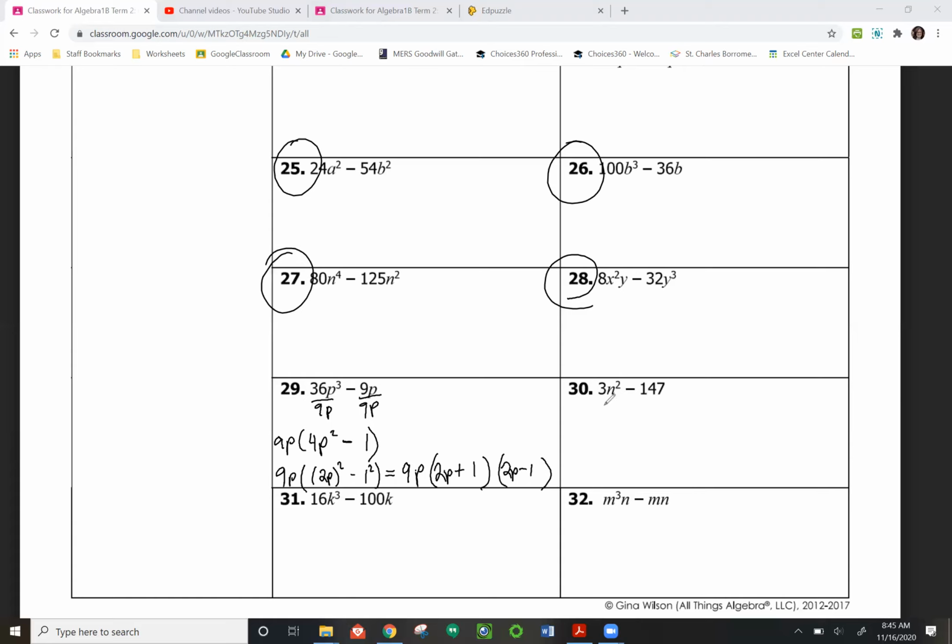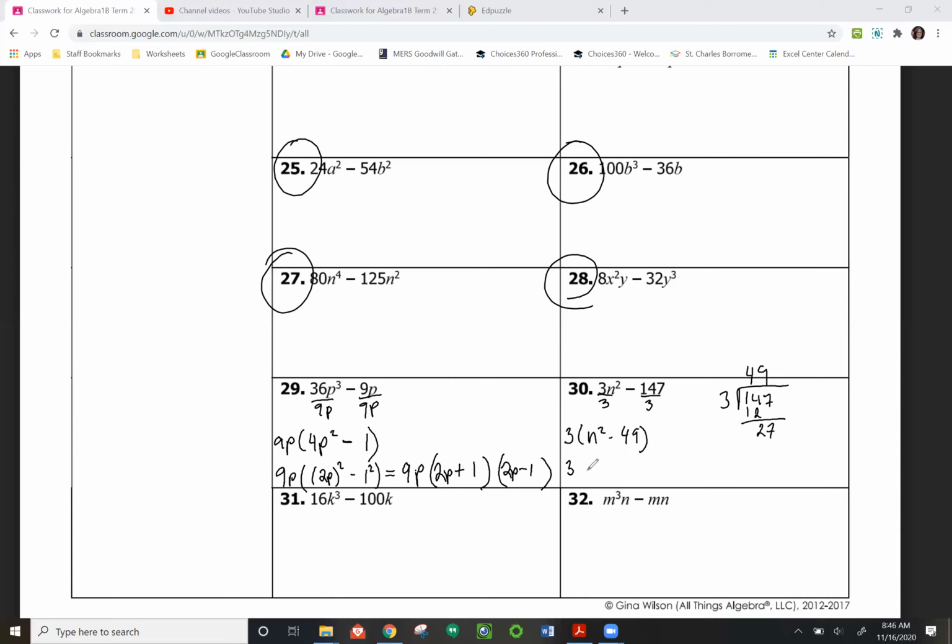Looking here, the only thing I could divide out of my first term is 3. 147 divided by 3, let's see what that is. 3 goes into 14 4 times. 4 times 3 is 12, 27. 3 goes in there 9 times. Okay, so I can pull out a 3 from both of these. So I have 3 times the quantity n squared minus 49.